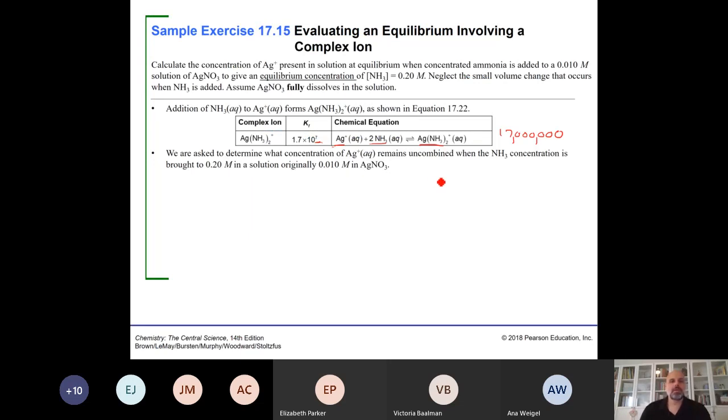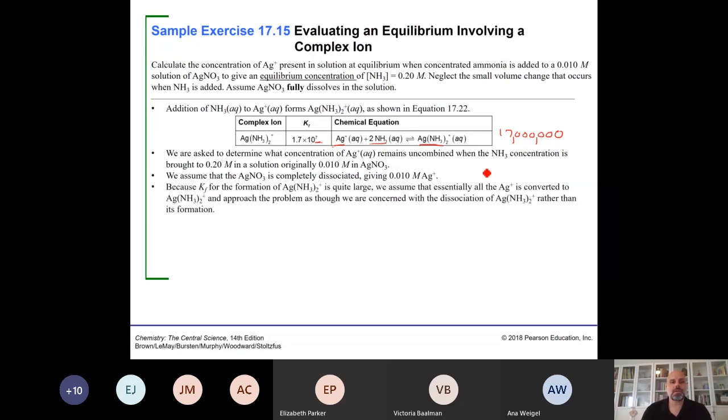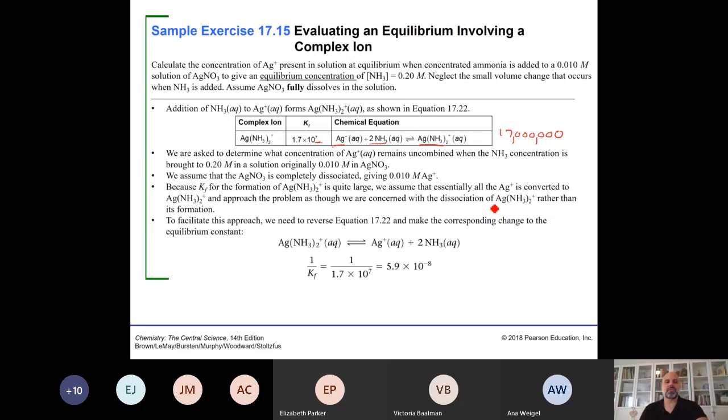All right. So we're asked to determine what concentration of silver ion remains uncombined when ammonia concentration is brought to 0.2 molar in a solution originally 0.01 molar in silver nitrate. So you assume silver nitrate is completely dissociated, giving 0.010 molar of silver ions. Because the Kf of formation is quite large, we assume that essentially all the silver is converted to the complex and approach the problem as though we are concerned with the dissociation of the silver complex rather than its formation. So let's see what does that mean, right?